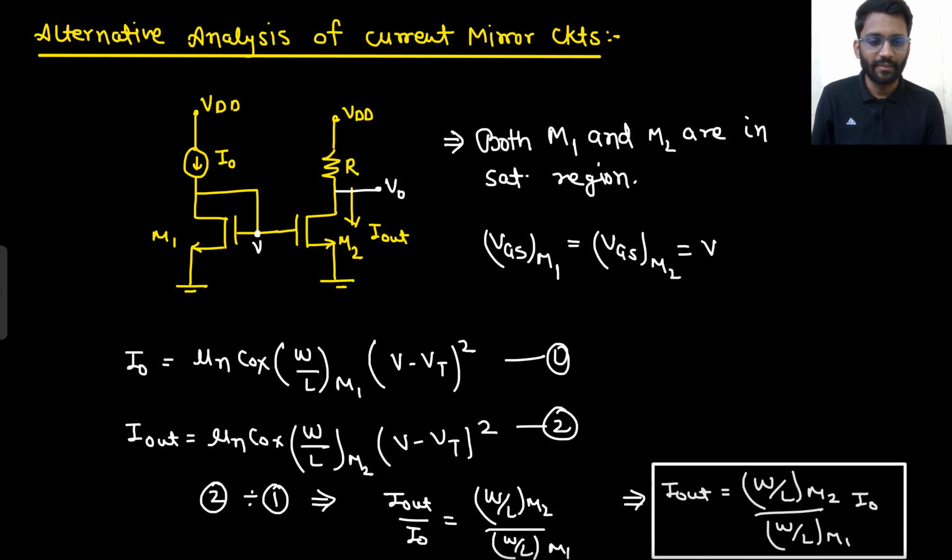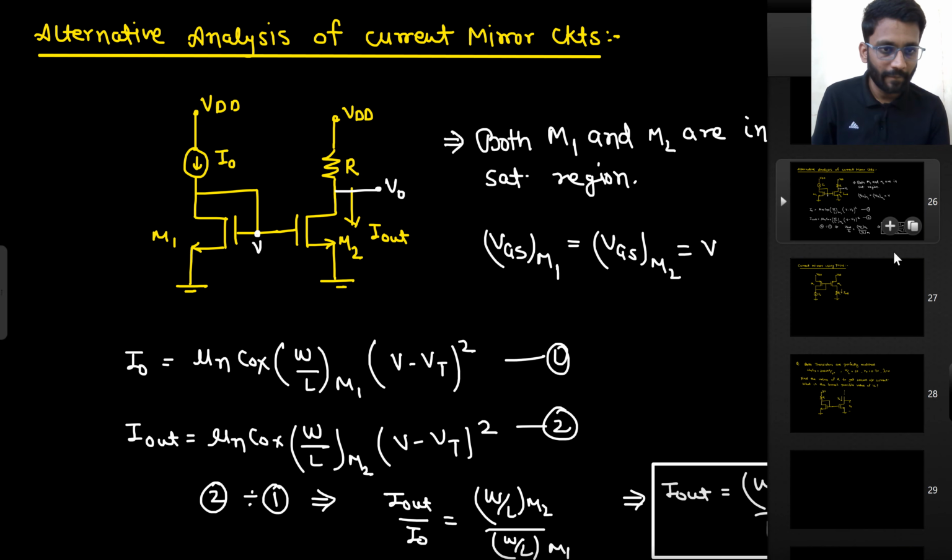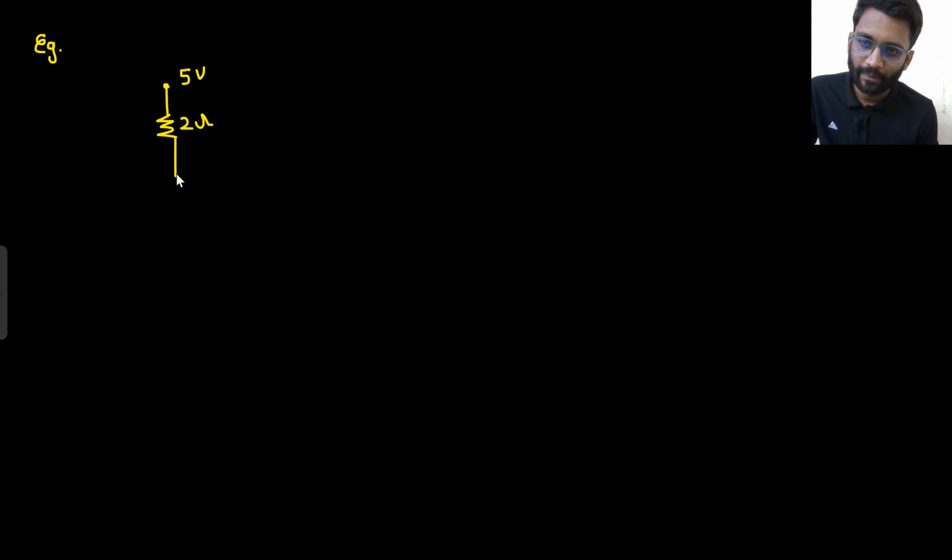Let's see a very simple, straightforward example. I will just frame it here. Let's call this VDD. VDD, I am assuming it to be 5 volt. This resistance R is 2 ohm. Then there is this diode connected transistor. Then there is this another transistor.